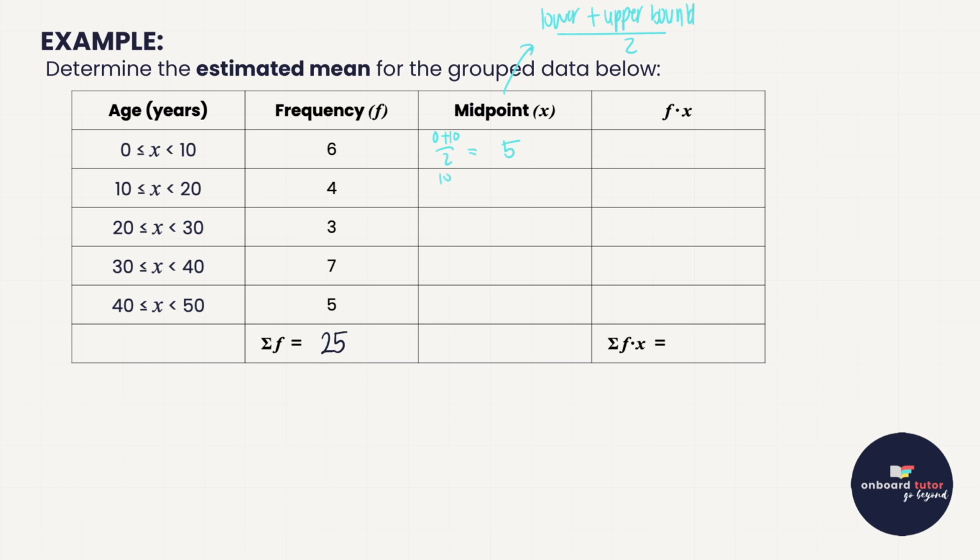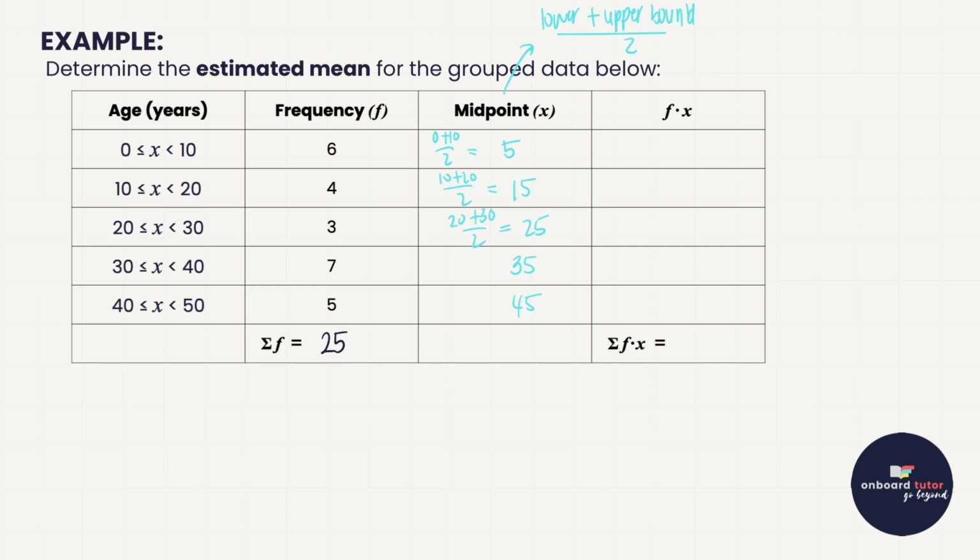10 plus 20 divided by 2 gives me a midpoint of 15. I'm literally just taking the boundary plus the boundary. 20 plus 30 divided by 2 gives me 25. And usually once I've worked out about 3, I can start to see a trend. I'm just adding 10 each time, so 35 and 45 there.